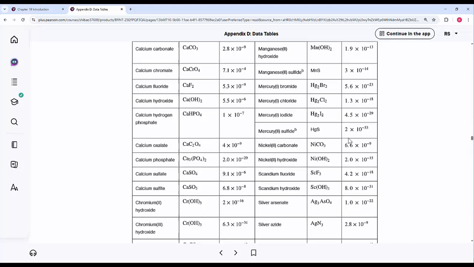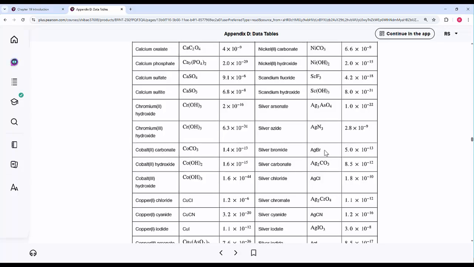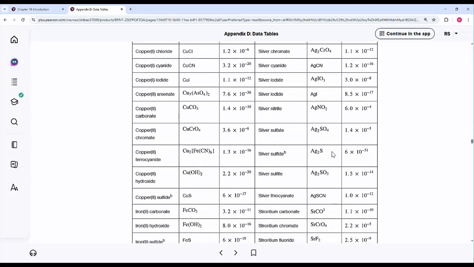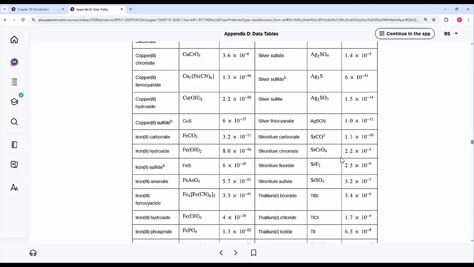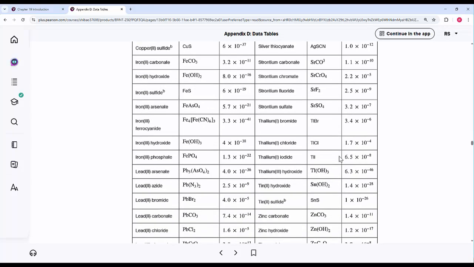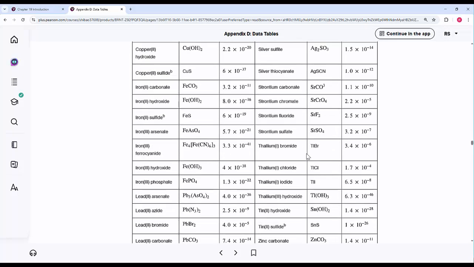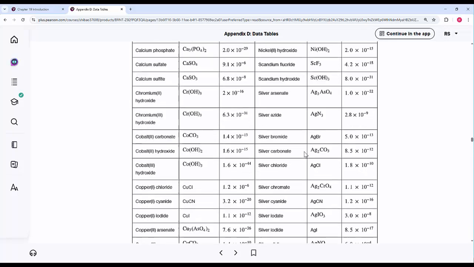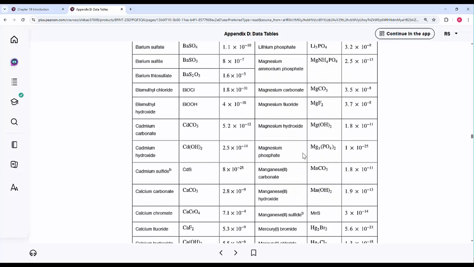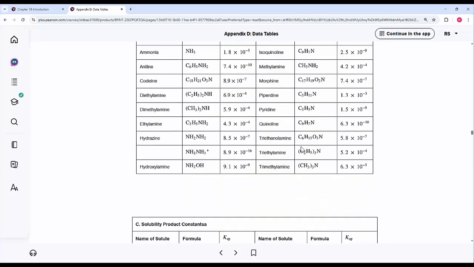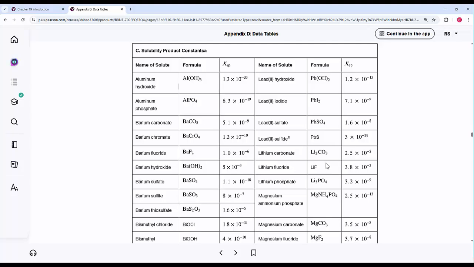So minus 53 so far is the smallest we've seen. Let's see if there's any larger or smaller. Minus 51. Looks like minus 53, which is a sulfide, is it. So the sulfide was the least soluble, and the most soluble is this lithium salt, 10 to the minus 2, which is lithium carbonate.